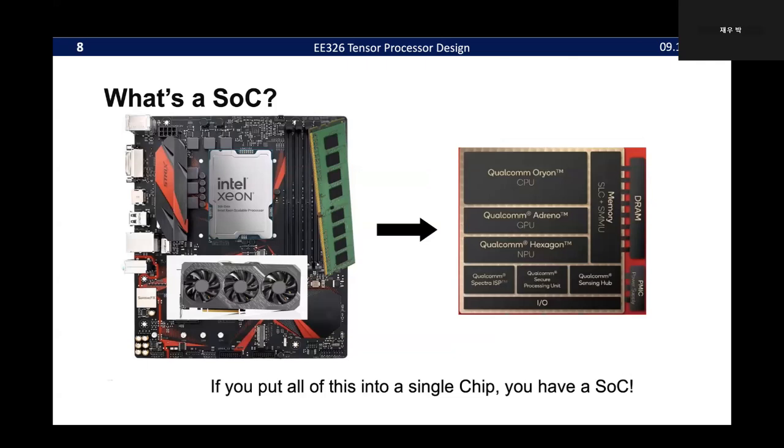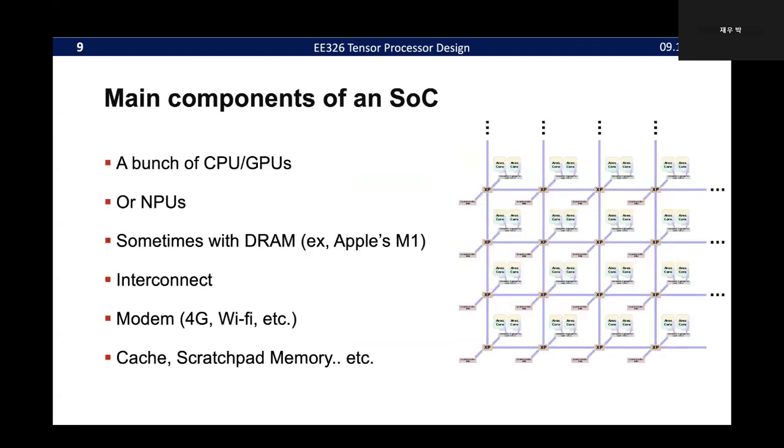Right here, this is a diagram of the latest Snapdragon processor, which is inside Android phones. You can see that we have CPUs with a GPU and even an NPU. And we have DRAM controllers, memory, I/O, Wi-Fi, modem, whatever. So basically an SoC is something more than just the CPU. Inside the SoC, the main components are a bunch of CPUs, GPUs, and nowadays fancy accelerators and NPUs.